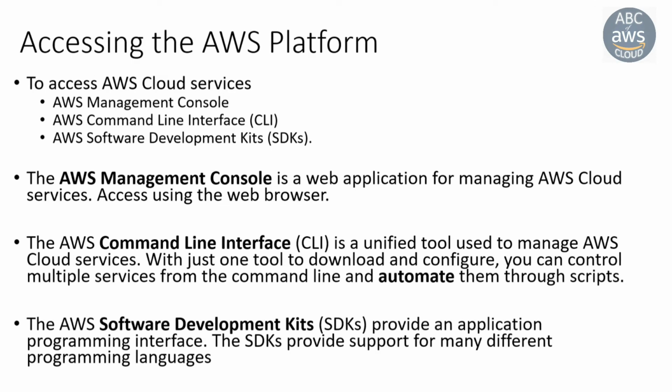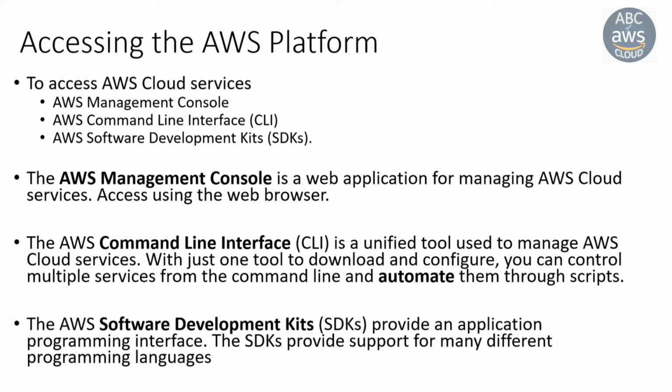Next, we'll see how I can access the AWS platform. The AWS data center is in some area and you are in some other area, right? Suppose you are working from your office and the AWS data center is far away from your office. So how can you access those AWS platforms? To access AWS cloud services, we have three ways to communicate with them.